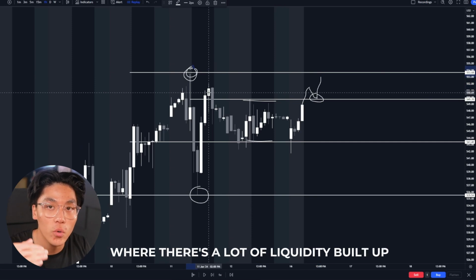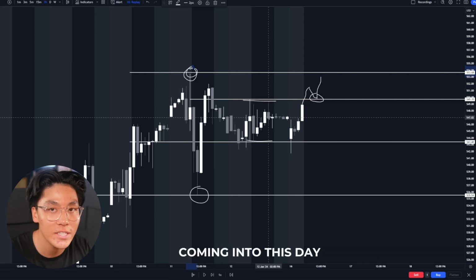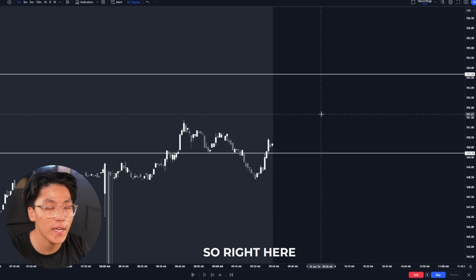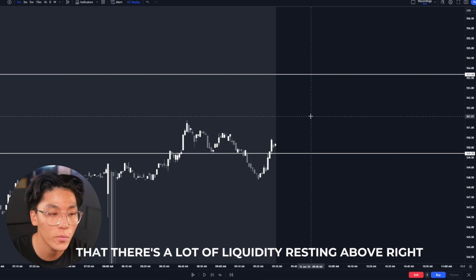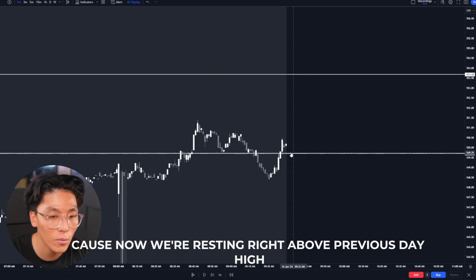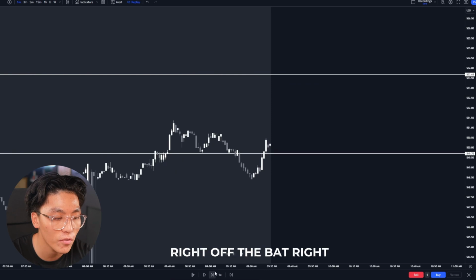Where there's a lot of liquidity built up because it's unmitigated, right? So that's what we're going to be looking at coming into this day. So now we'll head on to the lower time frames. So right here, we're coming into market open. We understand that there's a lot of liquidity resting above, right? We have a potential opening drive play towards the upside because now we're resting right above previous day high. So we can be looking for that opening drive right off the bat, right?